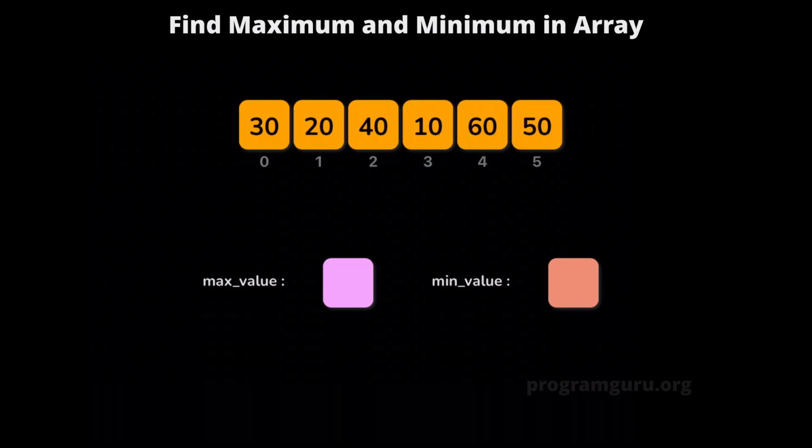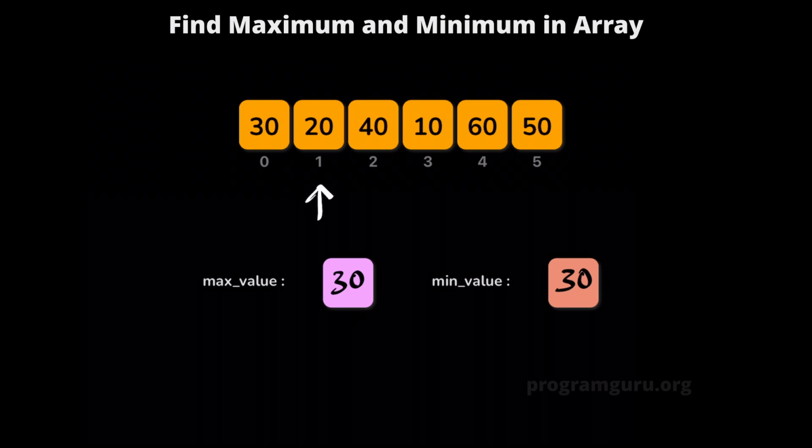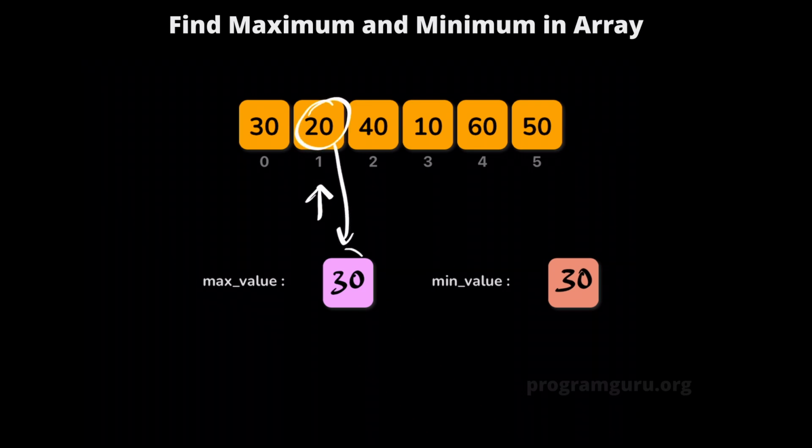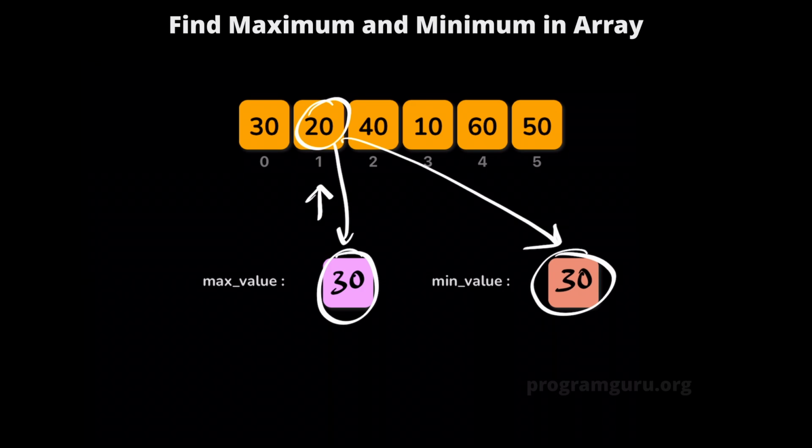Now let's quickly go over the steps we will follow in the algorithm. First, we take two variables, one to store the maximum value and another to store the minimum value. Both are initialized to the first element of the array. Then we start iterating from the second element to the last element. In each iteration, we compare the current element with the existing maximum value and minimum value.